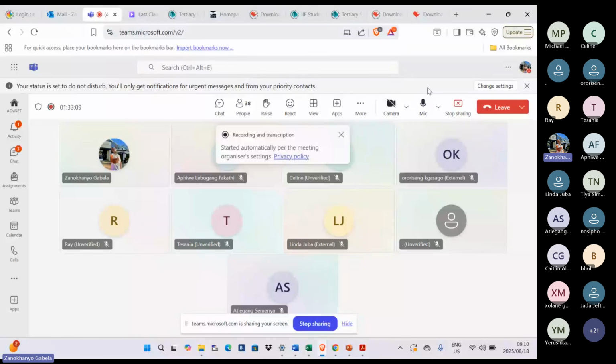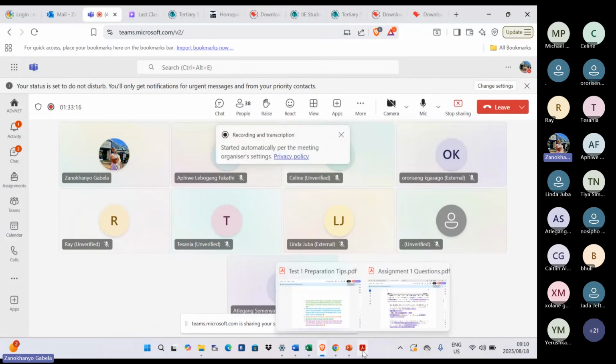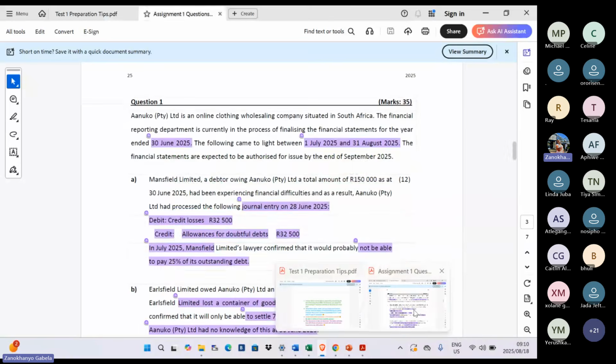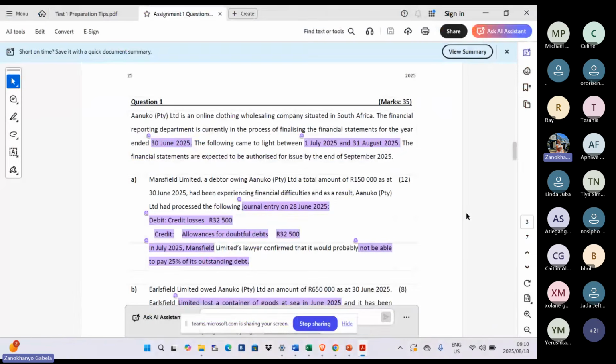Welcome back, guys. I hope you had a nice short break. I've projected my screen for the assignment question that we are going to do just now. Yes, let's get to the fun part now, the assignment question.